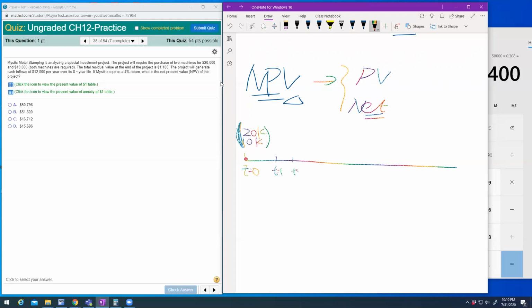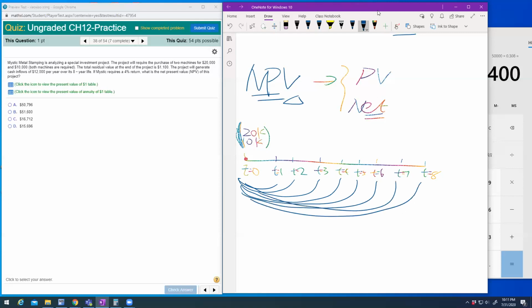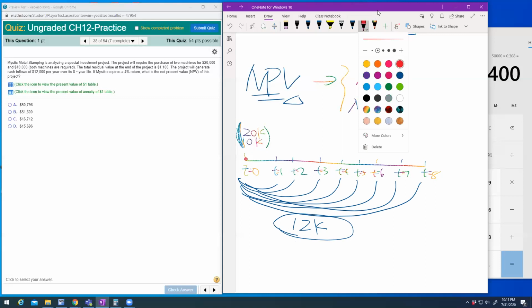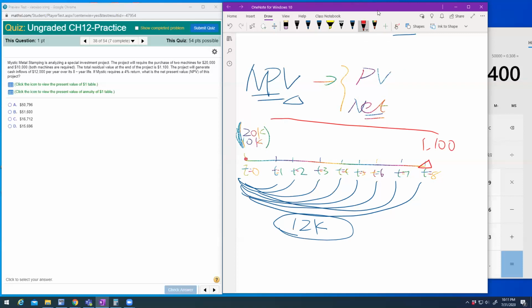T equals to 1, T equals to 2, T equals to 3, T equals to 4, 5, 6, 7, and finally it's 8, right? So it lasts for 8 years. And then every year it will generate a cash flow of 12,000. So every year, 1, 2, 3, 4, 5, 6, 7, 8, you get 12,000 cash inflow, and at the end of the project, you will get a residual of 1,100. You will get another cash flow of 1,100.